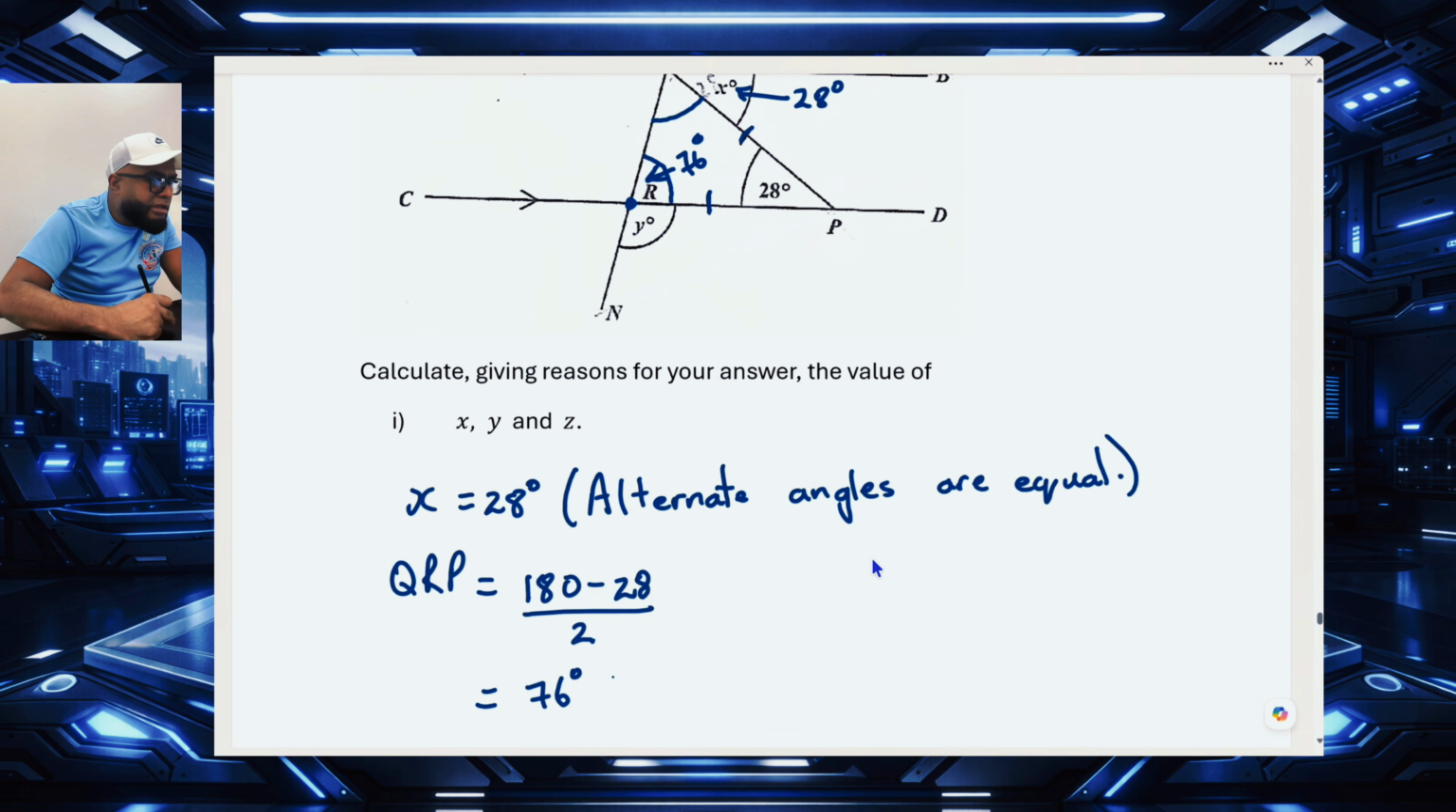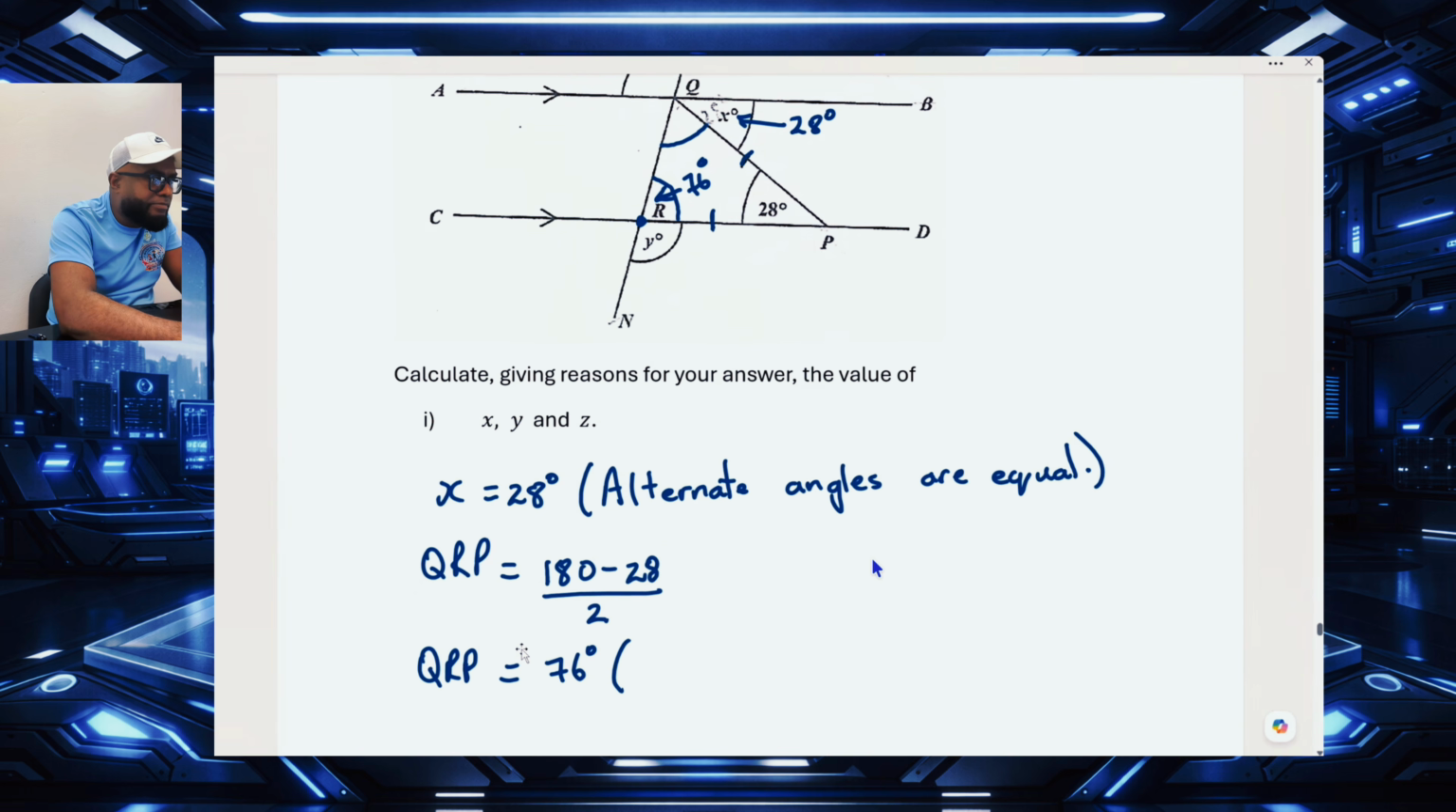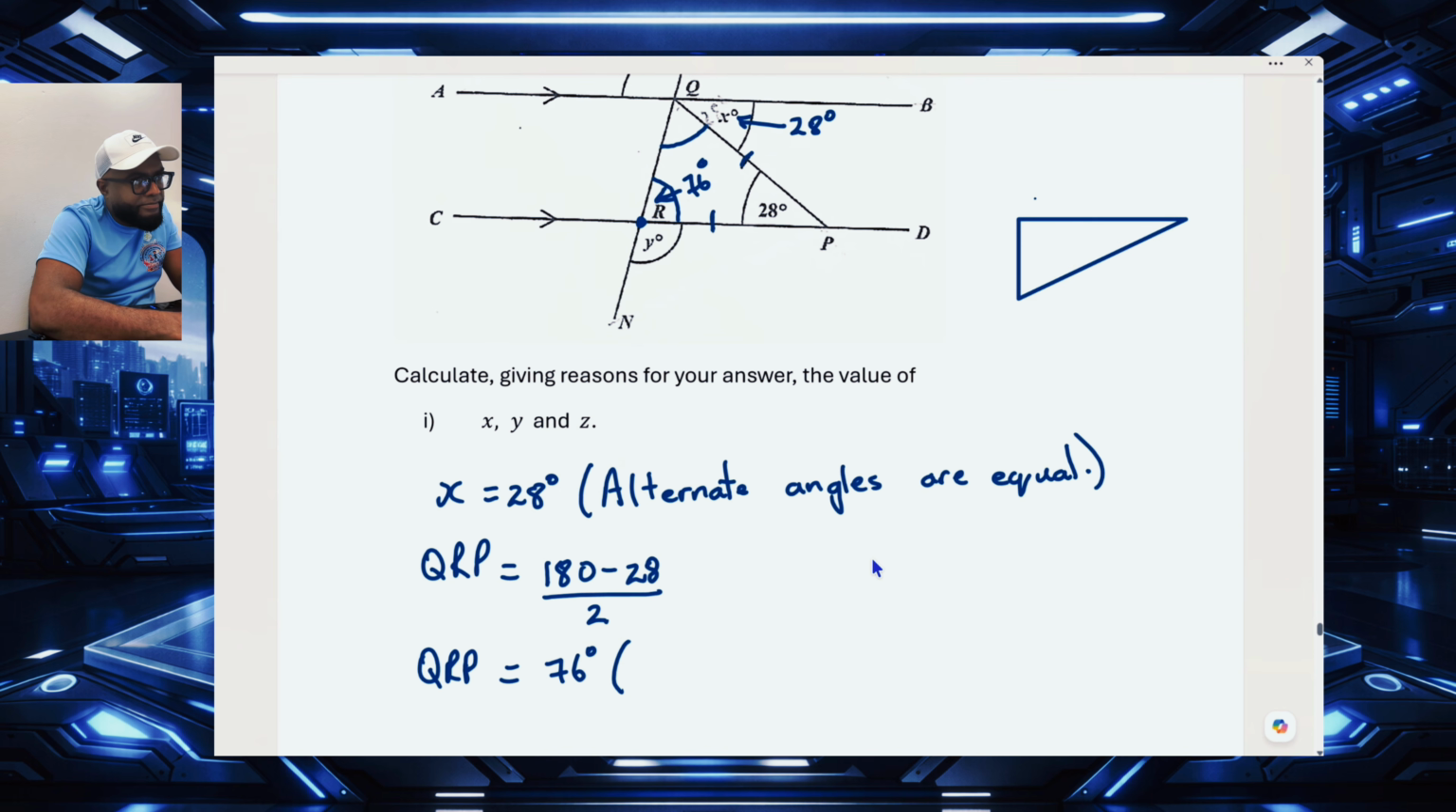What's the main reason I applied here? Interior angles add up to 180? No, it wasn't interior angles. You all saw how I got this. This was an isosceles triangle, and the angles in an isosceles triangle are equal. Very good. So this was an isosceles triangle.